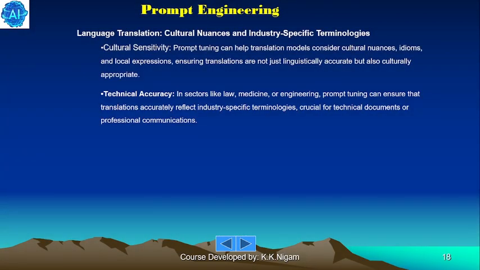Language translation: cultural nuances and industry-specific terminologies. Cultural sensitivity: prompt tuning can help translation models consider cultural nuances, idioms, and local expressions, ensuring translations are not only linguistically accurate but also culturally appropriate. Technical accuracy: in sectors like law, medicine, or engineering, prompt tuning can ensure that translations accurately reflect industry-specific terminologies, crucial for technical documents or professional communication.